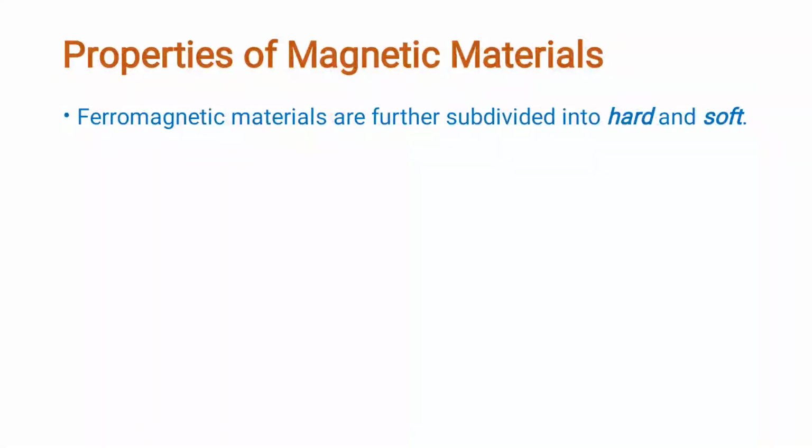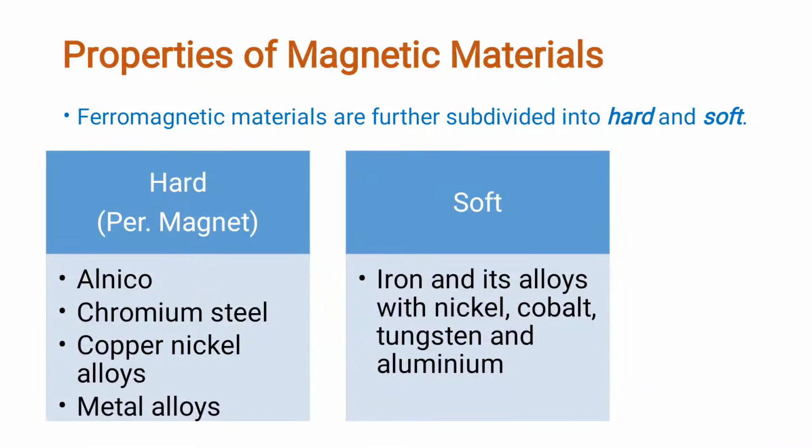Ferromagnetic materials are further subdivided into two, soft and hard. For example, we use such kinds of materials in magnetic circuits. We use almost always ferromagnetic materials for the magnetic property. That is further divided into hard and soft. The hard materials examples are alnico, chromium steel, copper, nickel alloys and metal alloys. For soft, it is iron and its alloys with nickel, cobalt, tungsten and aluminium.